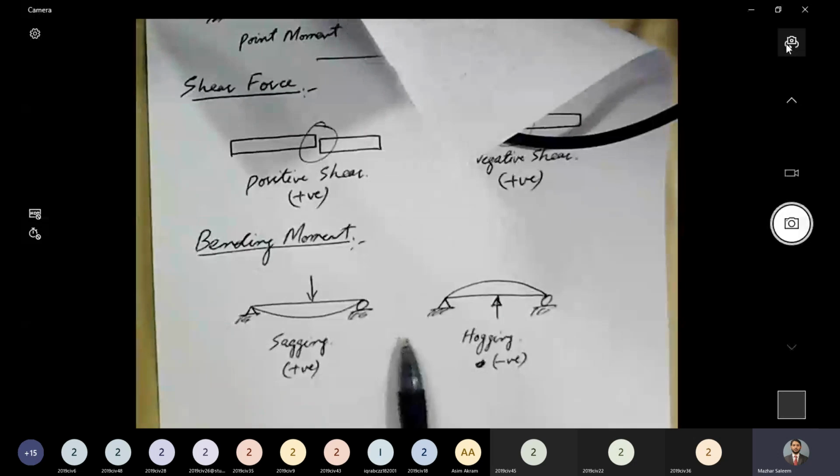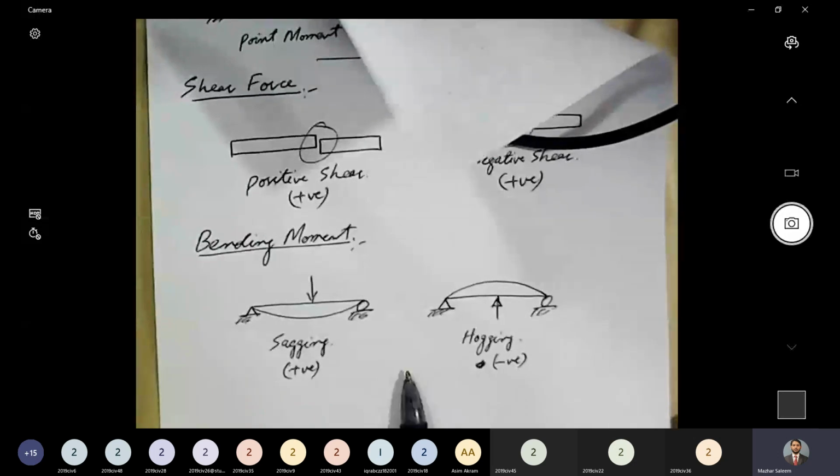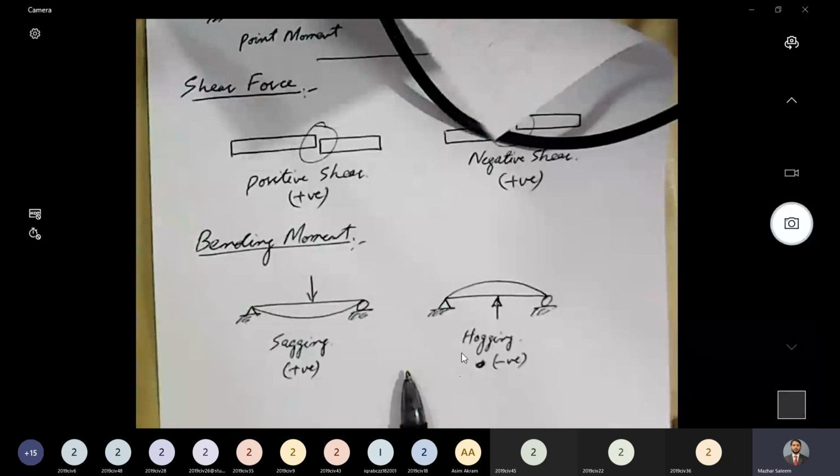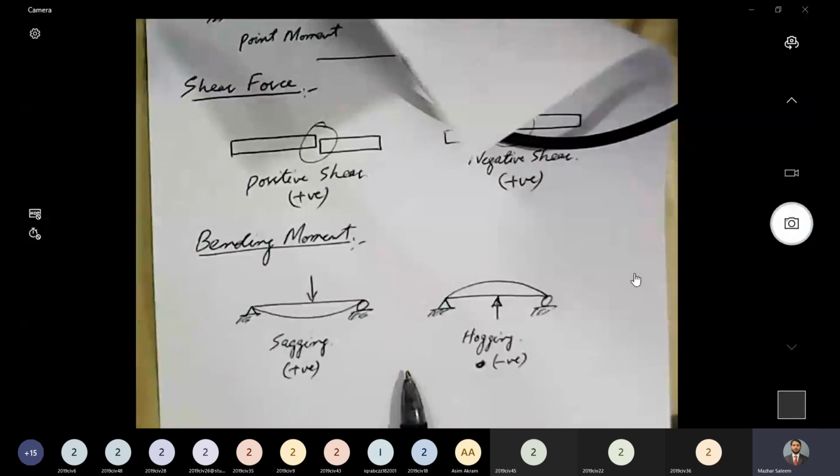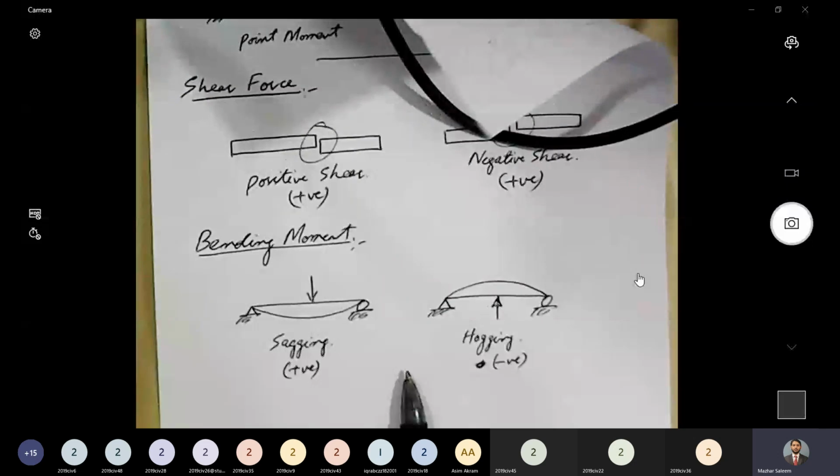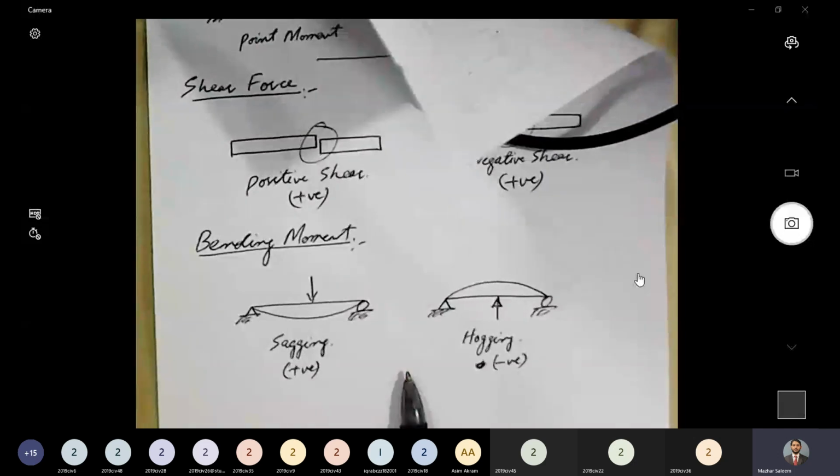Is there any question about shear force, bending moment, and our sign conventions? Are these things clear? Or do you have any question about anything that we discussed today?